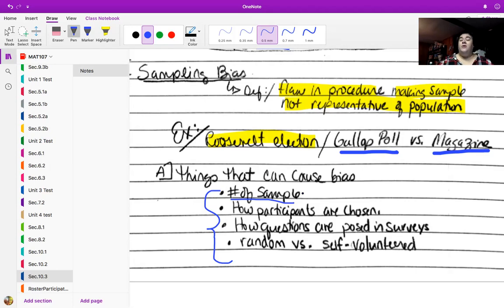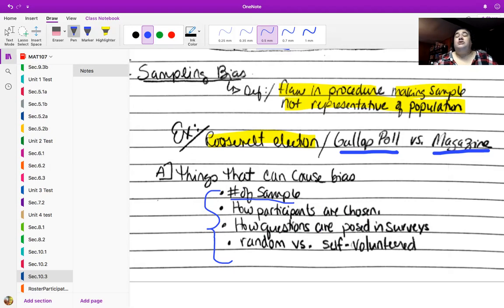So the number of your sample is important. The smaller your sample is, the less likely that it is an accurate representation of the population that you're hoping to predict information on. The next thing you have to notice is how the participants are chosen.